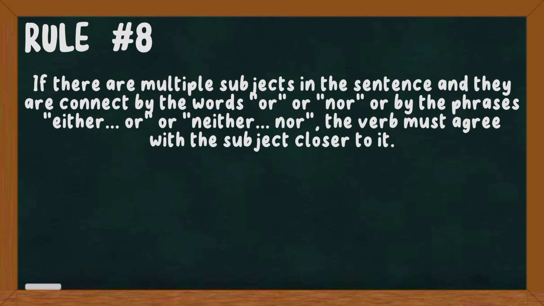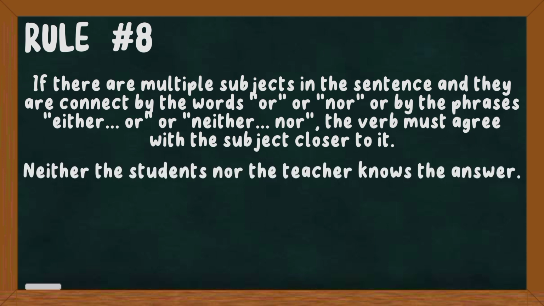It's a little bit confusing, but hear me out. Neither the students nor the teacher knows the answer. As you can see, among the two subjects, the teacher is closer to the verb. It is singular. Therefore, the verb must be in singular form. Now reverse the position of the subjects.